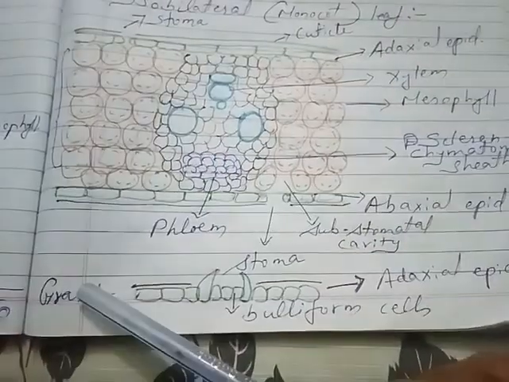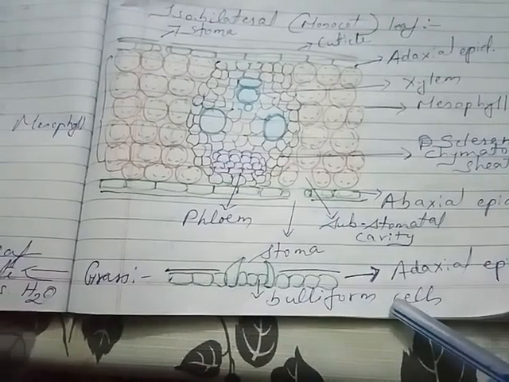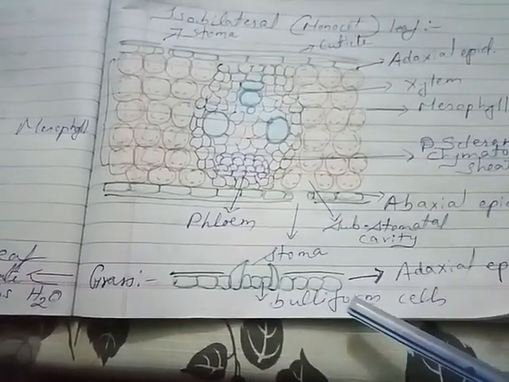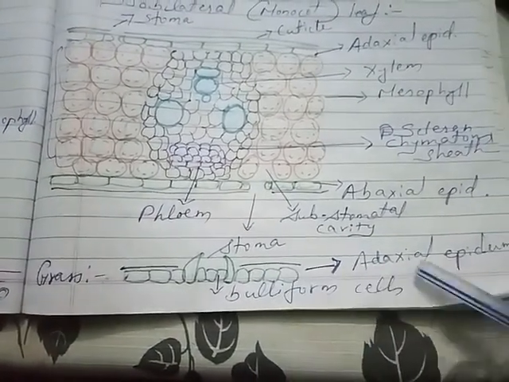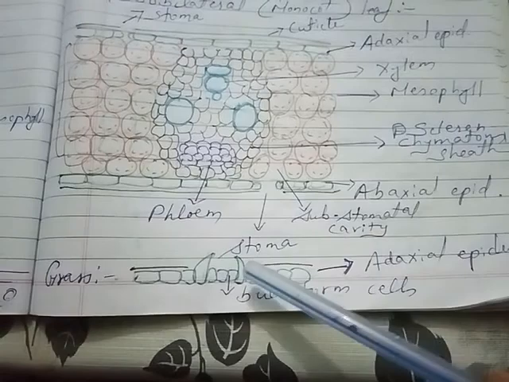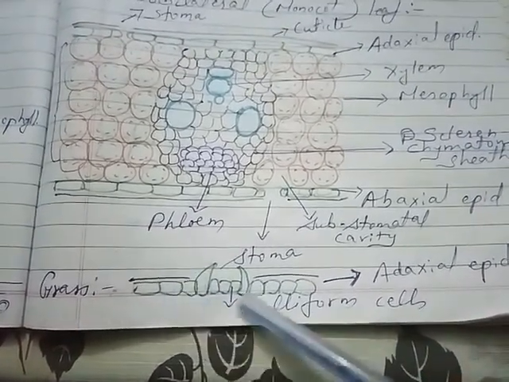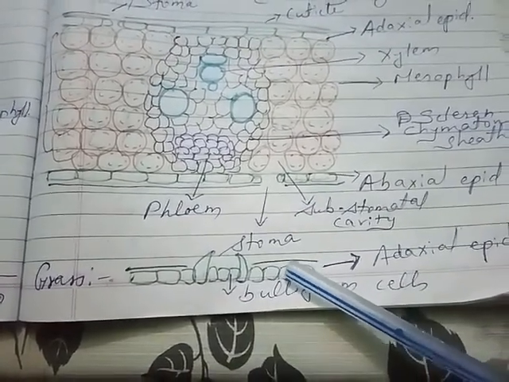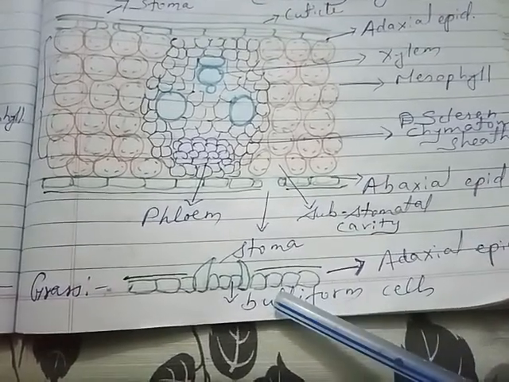Now in case of grass, there are groups of cells which are called bulliform cells, and curved trichomes are present on the side. The function of this bulliform cell, which is present in the upper epidermis, adaxial epidermis, is that during hot climate it will fold the leaf, so rate of transpiration will be reduced, and when the climate is humid, at that time it will absorb the water and swell.